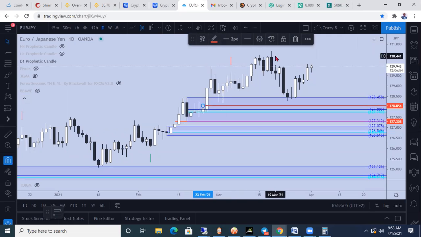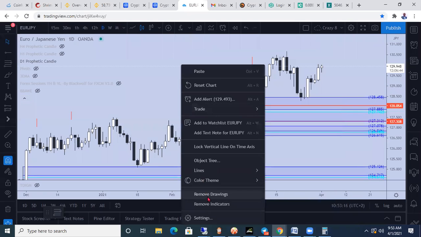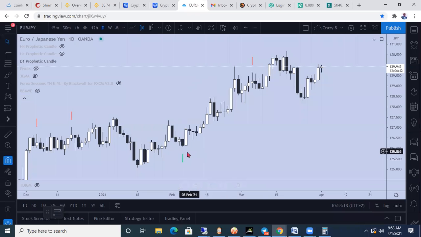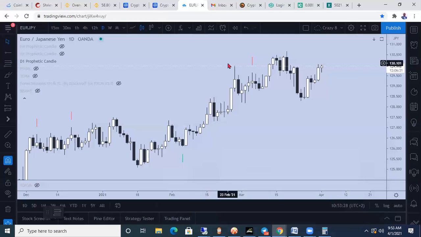Price never really got there. Price got into your buy zone and bought. So again, like I said, this is AQZ related, I don't want to start discussing all of those things. But just know that in a buy trend, the bearish candles are your friend. And remember the very first thing here, you can't catch everything, right? But you need to have fixed rules. If price does not come to your buy zones, let it go.